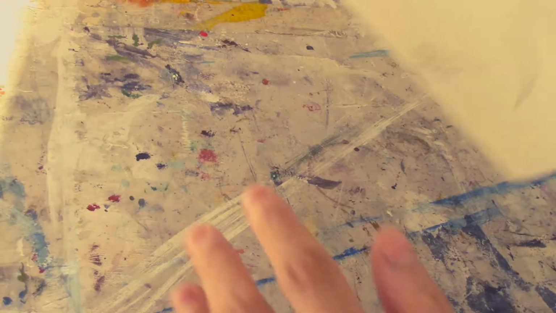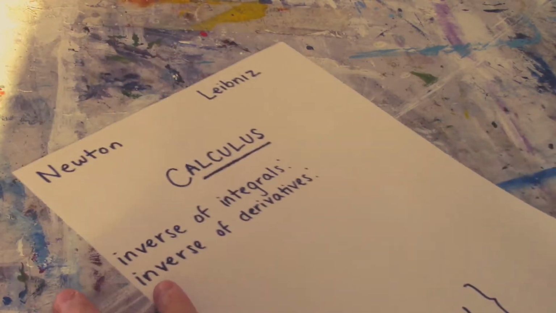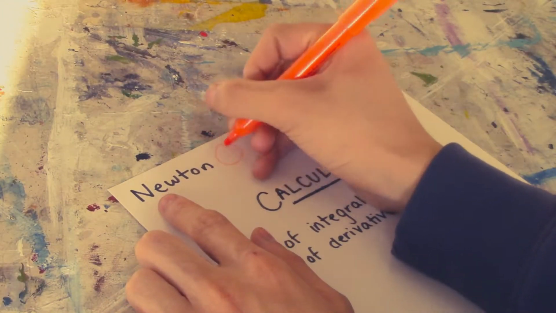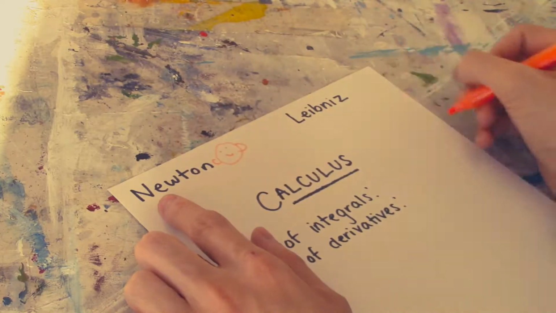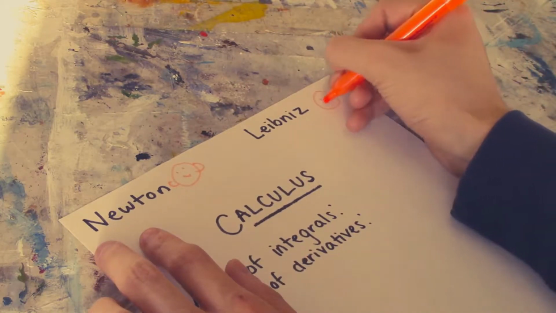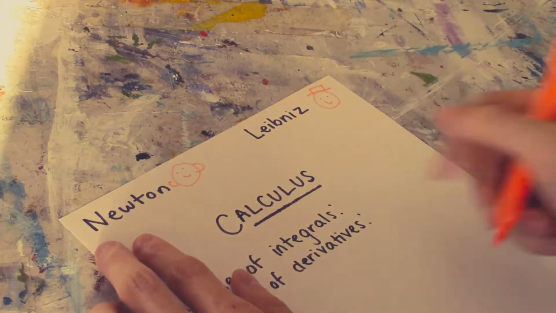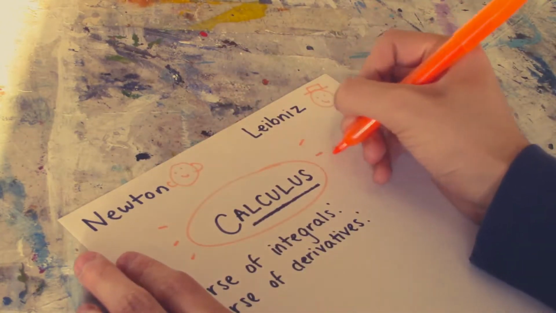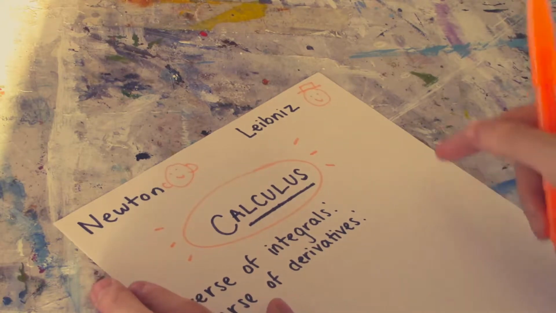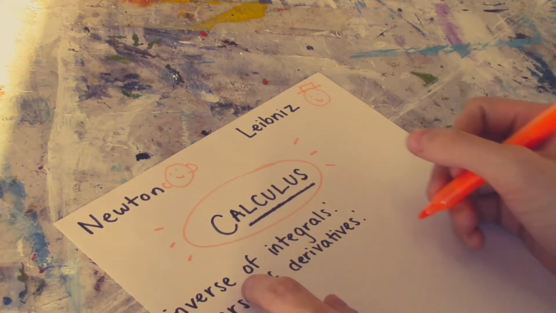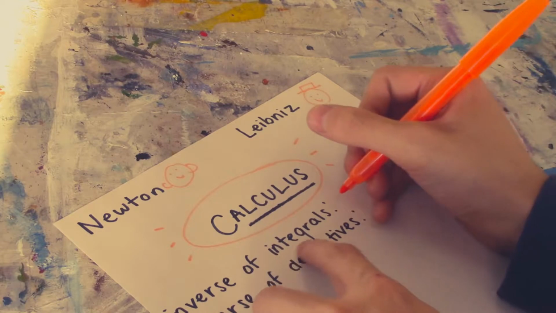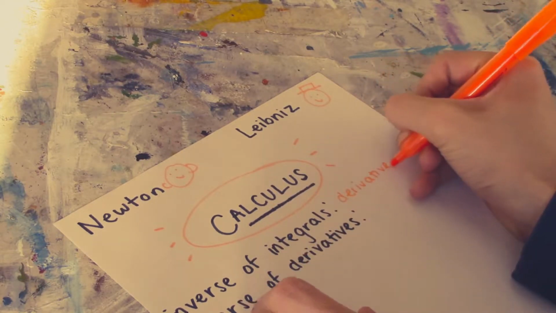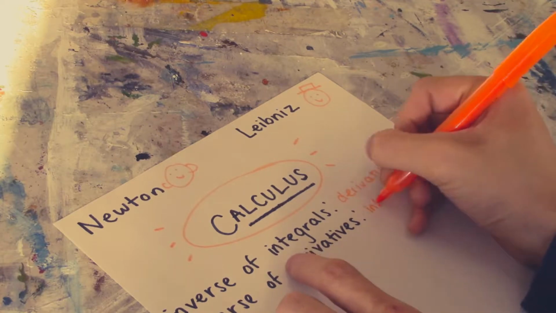Let's skip some years, and by some I mean a lot of years. So we have Newton, and we're going to call him the guy with the ears. And then we have Leibniz, and we're going to call him the guy with the hat. And these two fellas basically invented calculus itself. They dealt with all these calculus ideas, and basically they thought of the idea of the inverse of derivatives, integrals.